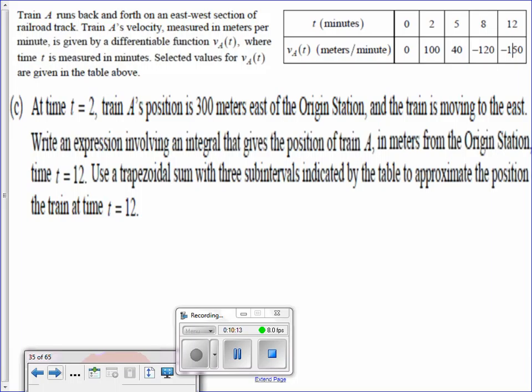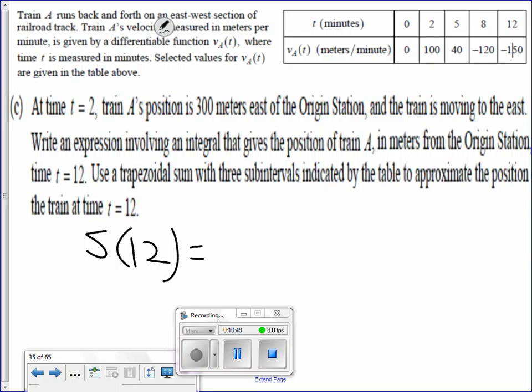Was C okay? I think people asked me about C. Not as bad. Let's see. At time two, the train's position is 300. Write an expression involving an integral that gives the position of A at time 12. I love these. For position, are we using X or S? Does it matter? I guess not. What do you guys want to use? S? So we want to come up with some expression for the position at time 12.